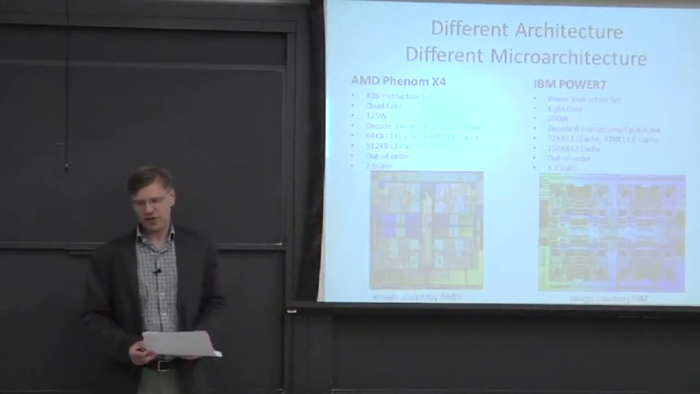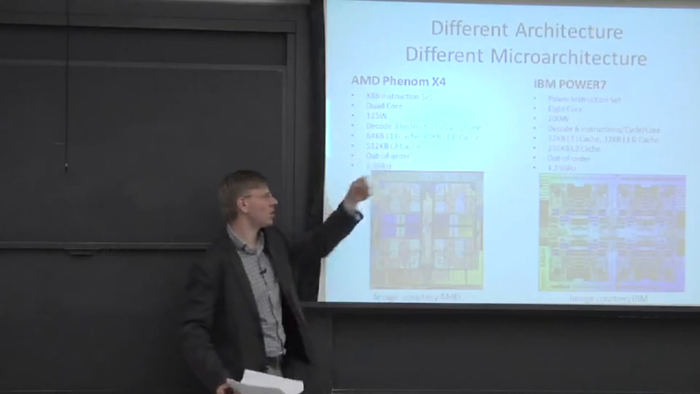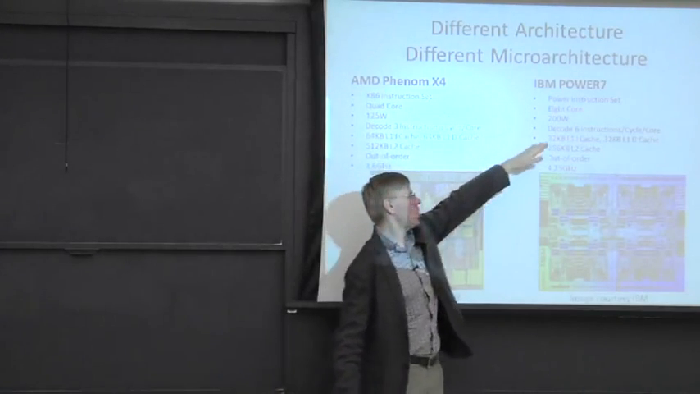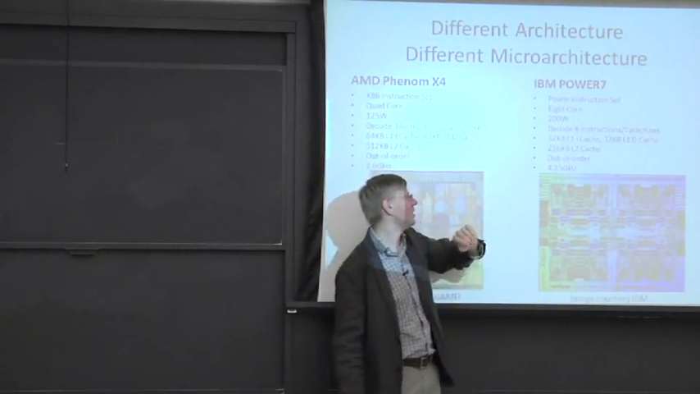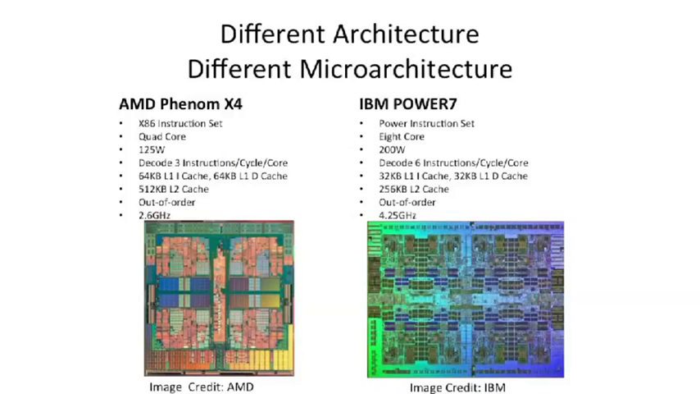And the microarchitectures are different. So here we have 8 cores, 200 watts, can decode 6 instructions per cycle. Wow, this is a pretty beefy processor. It's also out of order and has the same clock frequency.